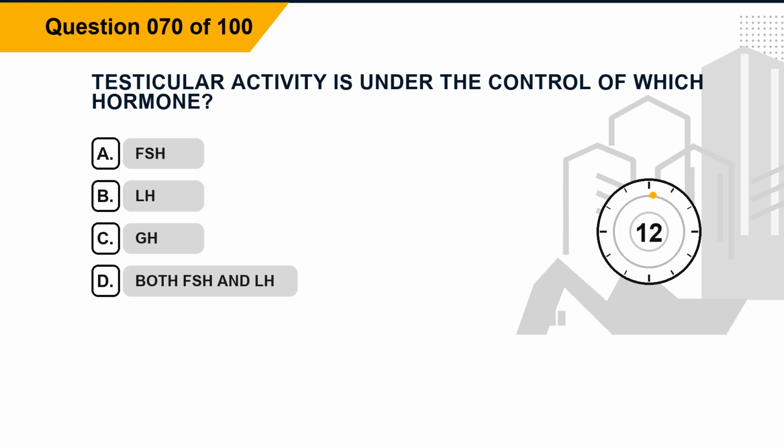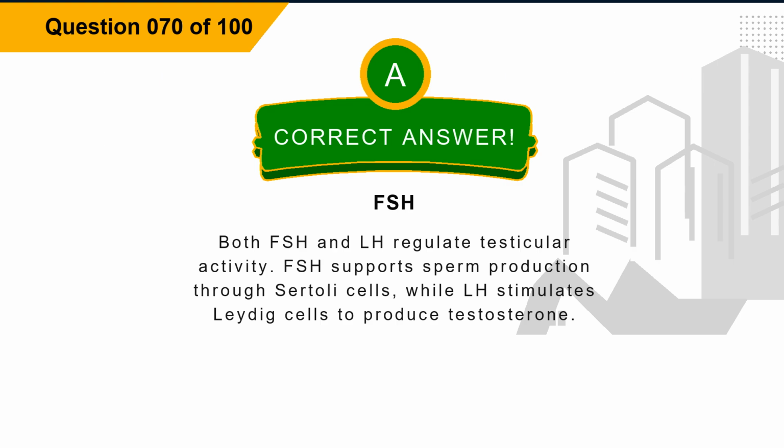Question 70. Testicular activity is under the control of which hormone? Option A, FSH. Option B, LH. Option C, GH. Option D, both FSH and LH. The correct answer is option A, FSH. Explanation: both FSH and LH regulate testicular activity. FSH supports sperm production through Sertoli cells, while LH stimulates Leydig cells to produce testosterone.